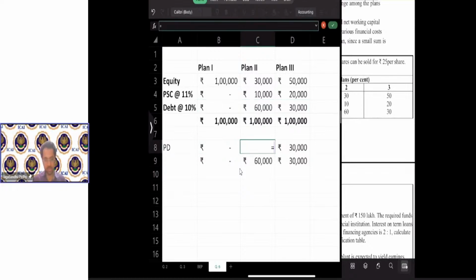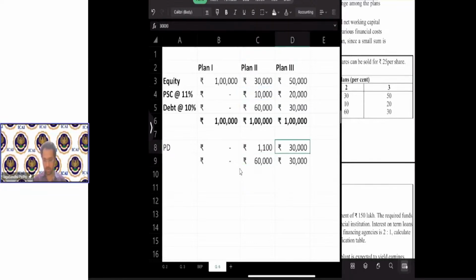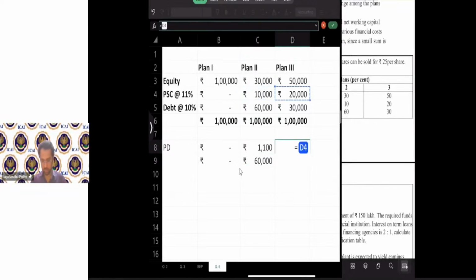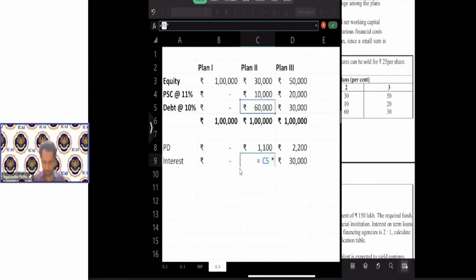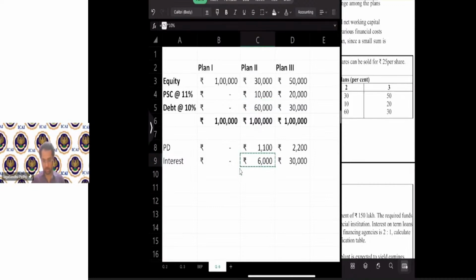In this case, the preference dividend will be 10,000 multiplied by 11%, and here it is 20,000 multiplied by 11%. And we also look at what will be the amount of interest. In this case, the interest will be 60,000 multiplied by 10%, and this as 3,000. The preference dividend and interest we have: preference dividend 1100, 2,200, interest of 6,000 and 3,000.